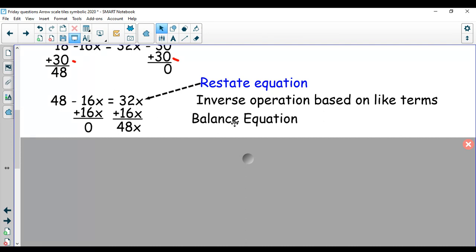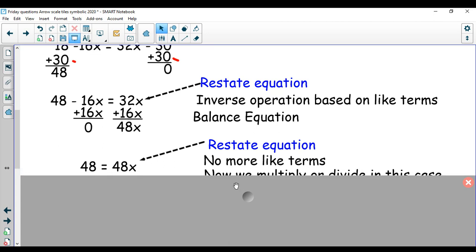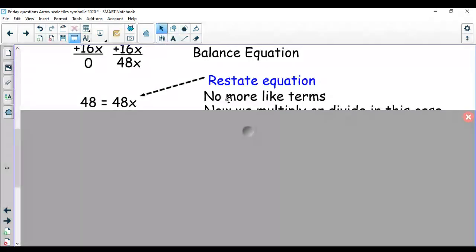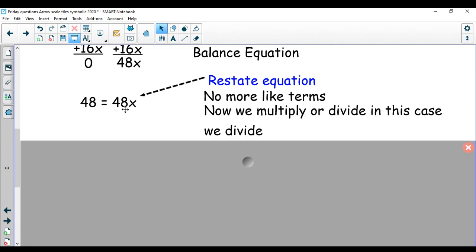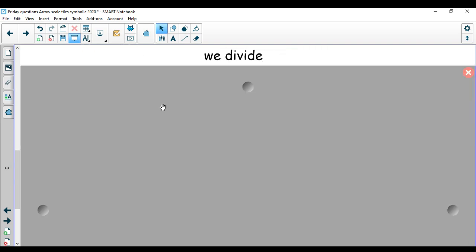And then I have to balance my equation, do the same to the other side, positive 16x. My 16x is 0 pair on the left. 32x plus 16x is 48x. Once again, restate the equation. Now there's no more like terms here. So either we're going to have to multiply or divide. And in this case, we have to divide. So my equation is 48 equals 48x.